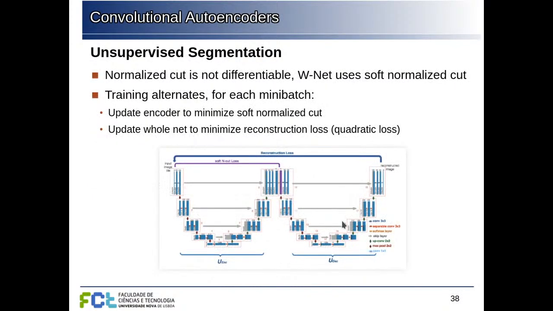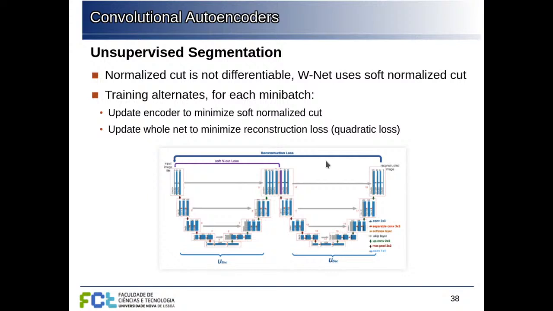So the idea here is that we are training, alternating, presenting one mini batch, finding the minimization of this normalized cut here, and adjusting the parameters of this part of the network to minimize the soft cut. That is to force the representation here to split the pixels into classes that are more natural to the image. And then we do the update for the whole network to minimize the reconstruction loss. And we're going to alternate this here.